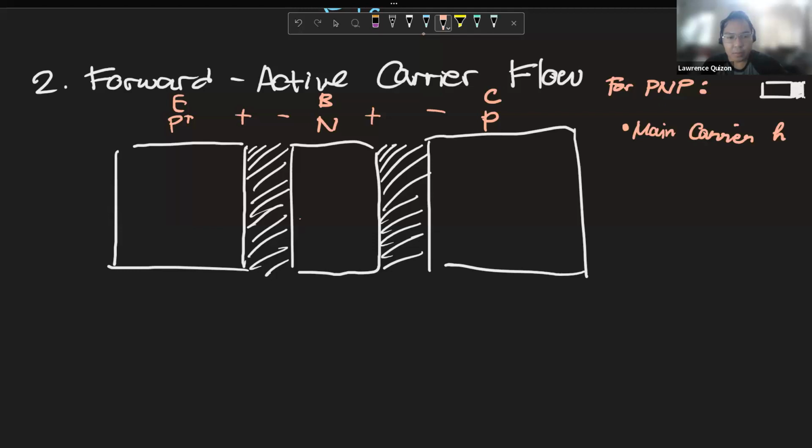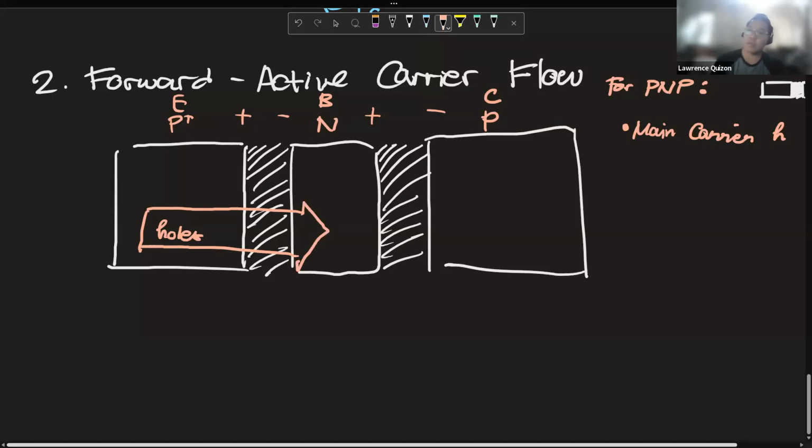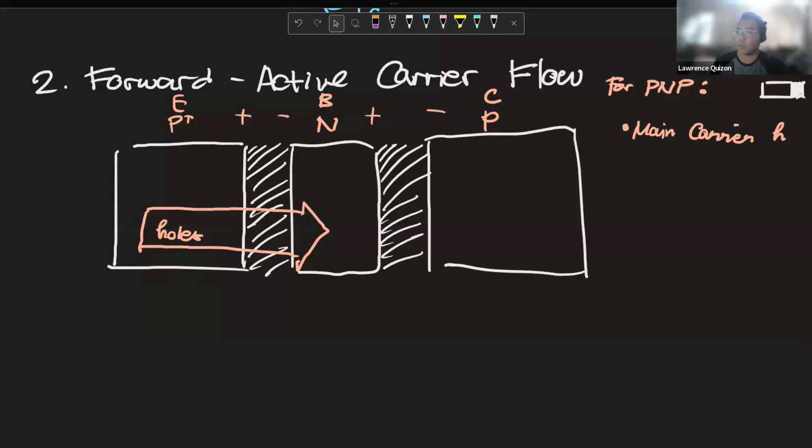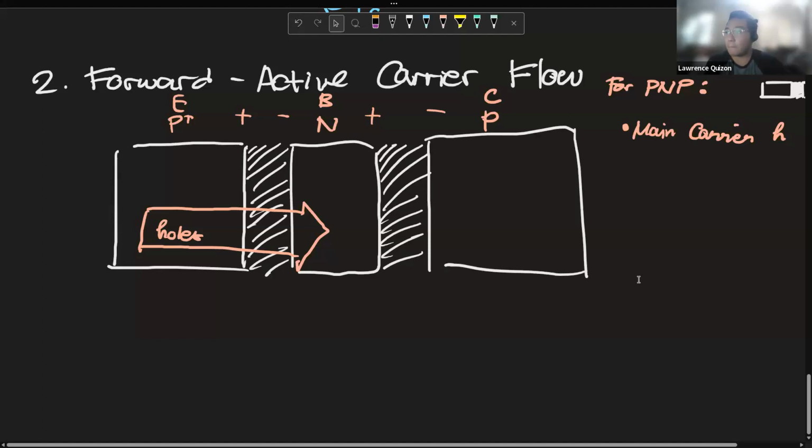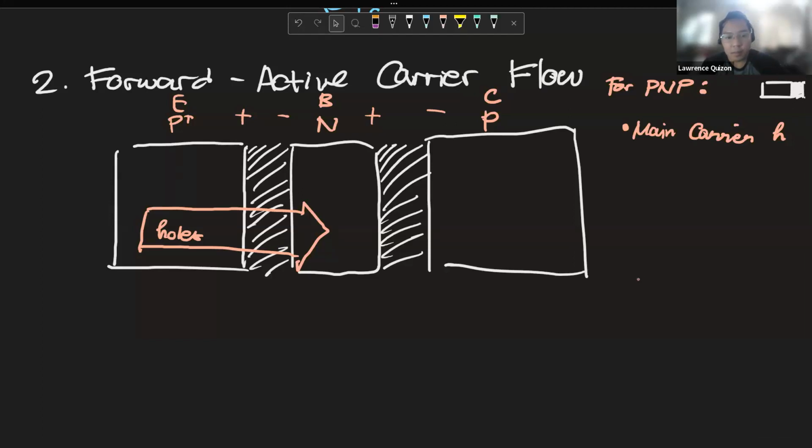So we know that if I were to draw, no, the movement of holes, right? There would be a lot of holes going here, no? There's a lot of holes going into the base from the emitter, di ba? This is because of diffusion, right? In forward active.